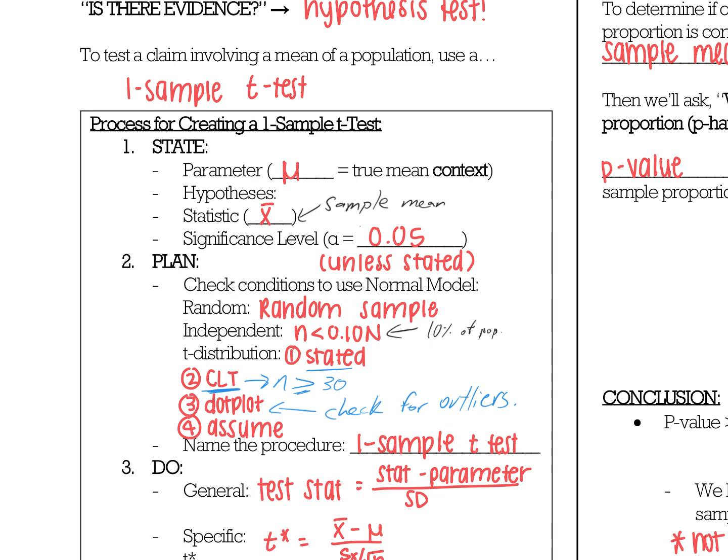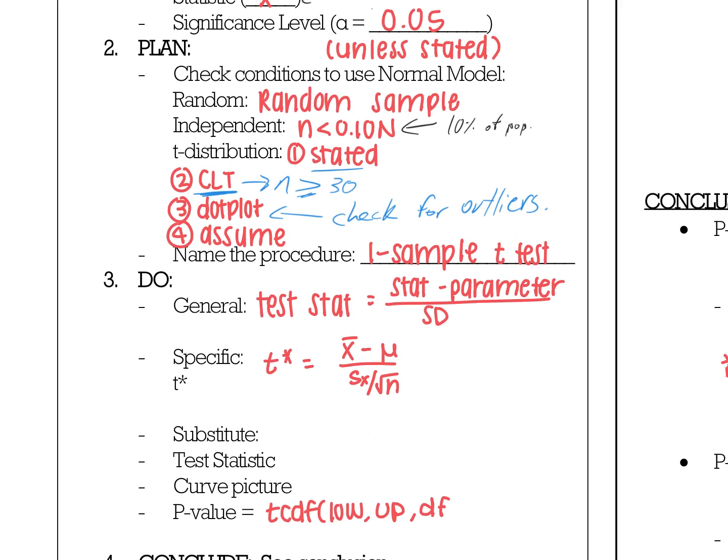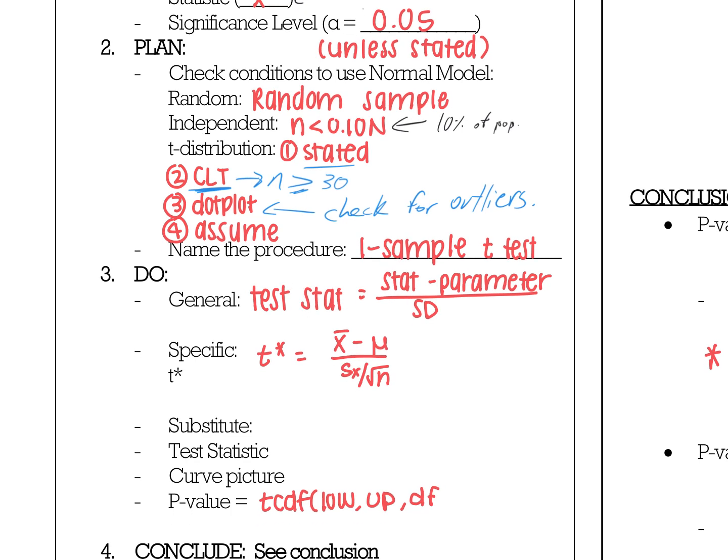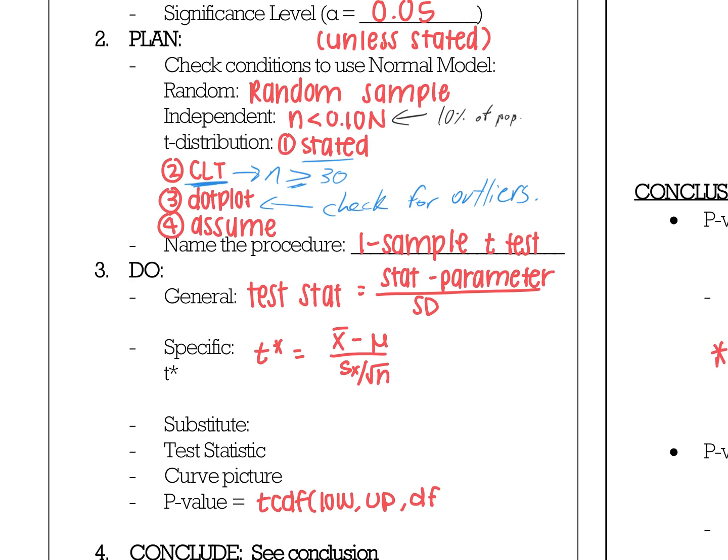That is the planning stage of the one sample t-test. We've stated the key parameters and statistics, and then we've gone through our conditions to make sure that this is valid for testing. Then we are ready to move into the computation phase.